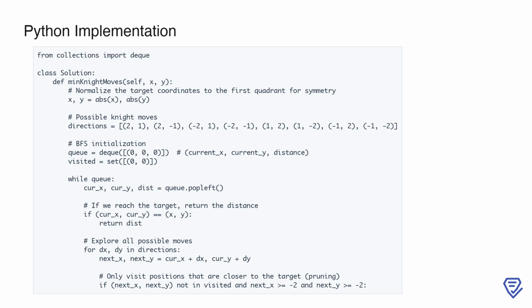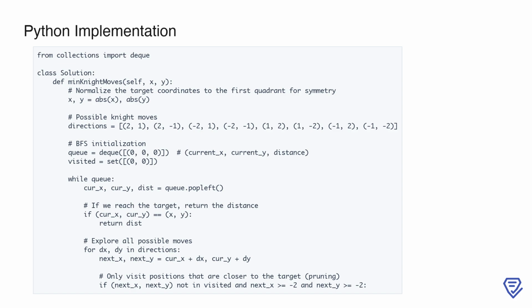Here, we begin by importing the deque collection from the collections module, which we will use for our breadth-first search, or BFS. Next, we define the min knight moves function within the Solution class. The first step in the function is to normalize the target coordinates, x and y, to the first quadrant. This is possible because of the symmetry in a knight's movement on a chessboard, allowing us to simplify the problem without losing generality. After normalization, we define all the possible moves a knight can make, represented as pairs of changes to the x and y coordinates. These moves capture the unique L-shaped movement of a knight.